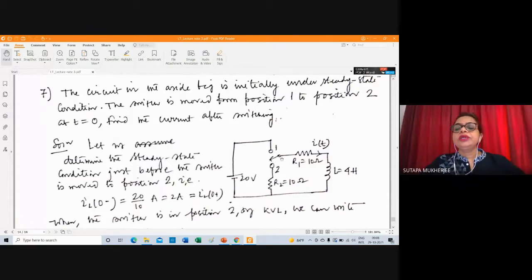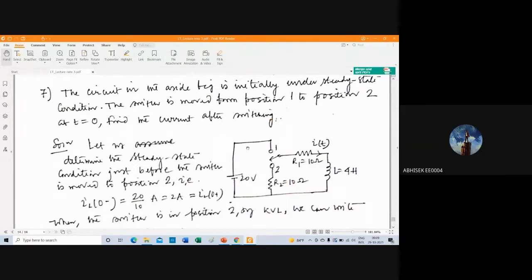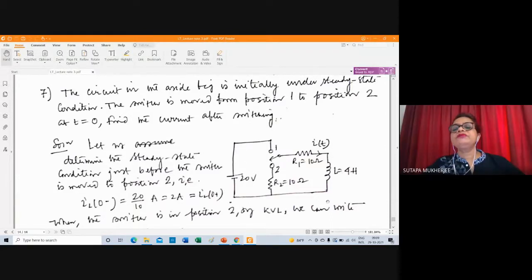If you move the switch here, then what will be the structure of the circuit? It will be like this. Ma'am, the 20 volt will be in series with R1 and L. Fine. Then what will be the current passing through it at initial condition? 20 by 10. That is 2 ampere.